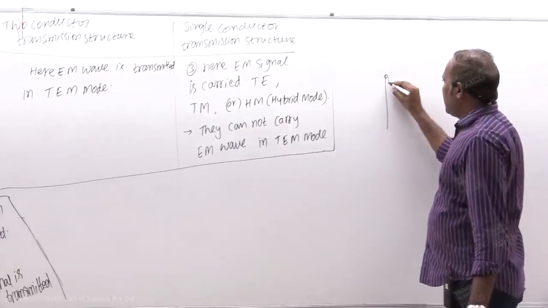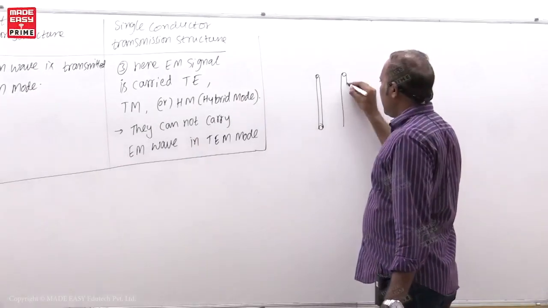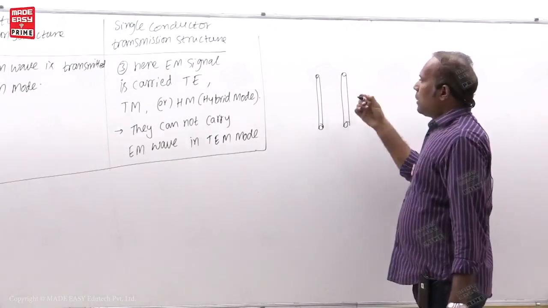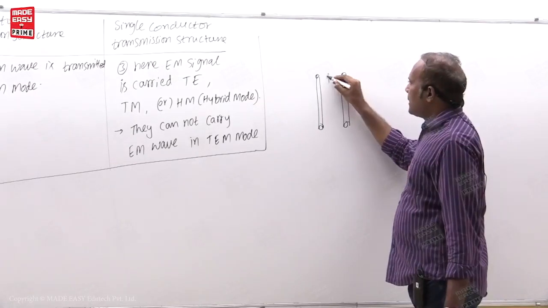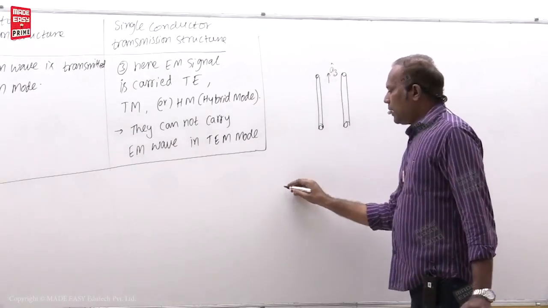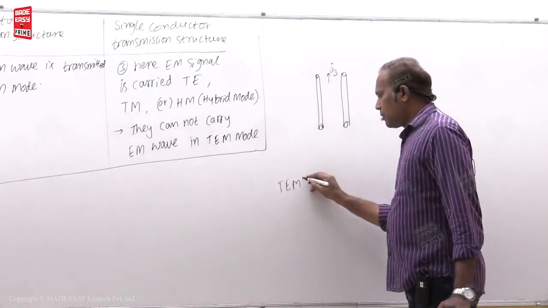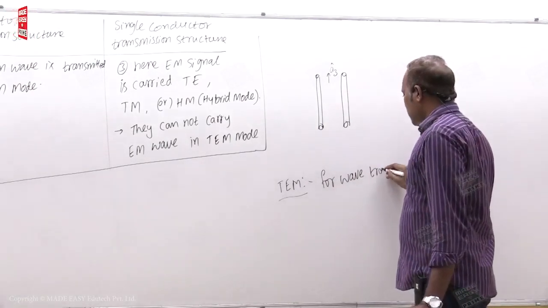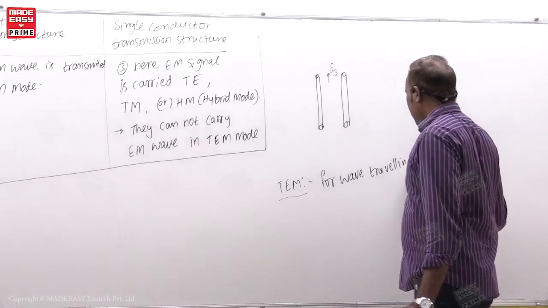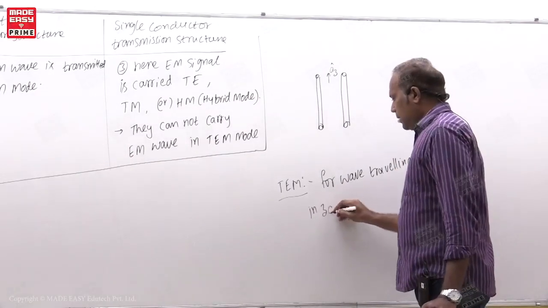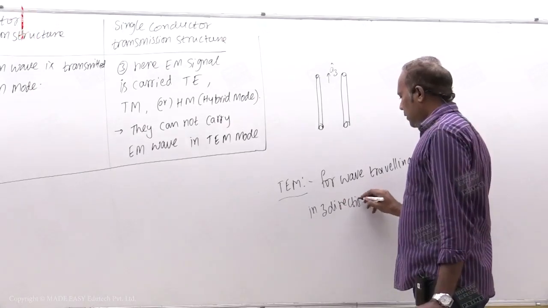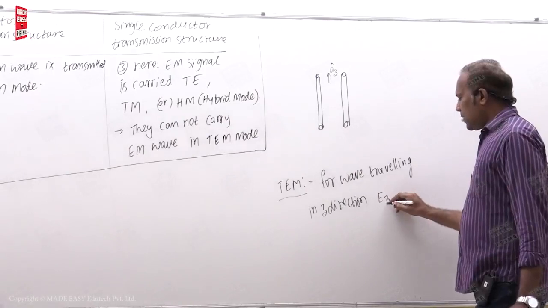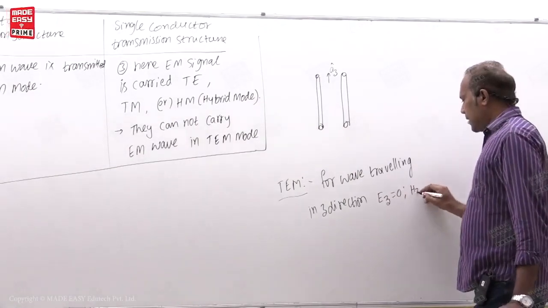You take the transmission line. How many conductors are there? 2 conductors. Now, first of all, let us take this as the Z axis. What is the definition of TEM mode? TEM mode means for a wave traveling in Z direction, EZ should be 0 and HZ also should be 0.